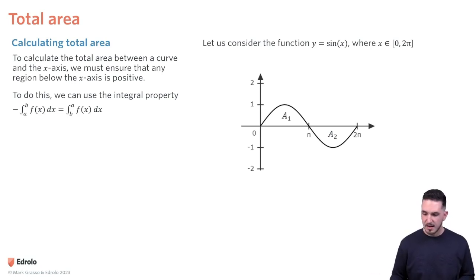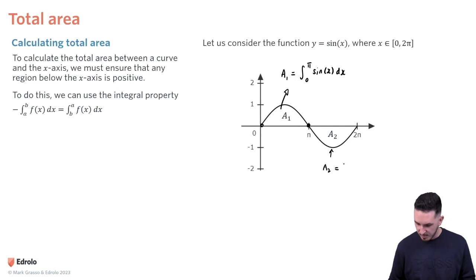So let us consider the function now y equals sine x, where x is an element of 0 to 2 pi. So same thing, we've looked at this example previously. So if you were to find the total area, so we can see that A1 is equal to the integral of 0 to pi of sine of x dx. And A2, because it is below the axis, we want to either flip the sign, so you can write that as the integral from 2 pi to pi of sine of x dx, or it equals negative the integral of pi to 2 pi of sine of x dx.